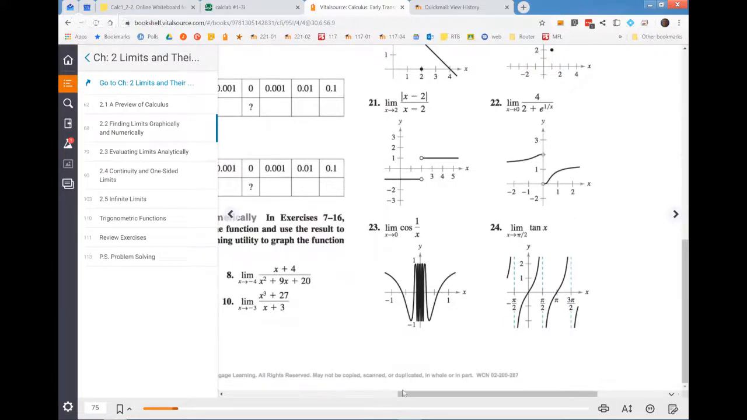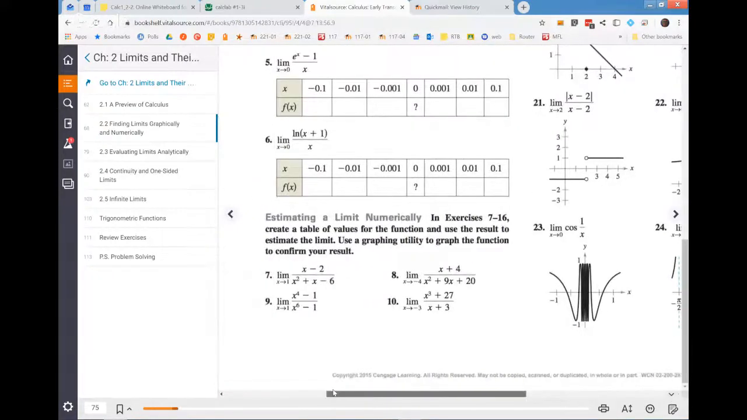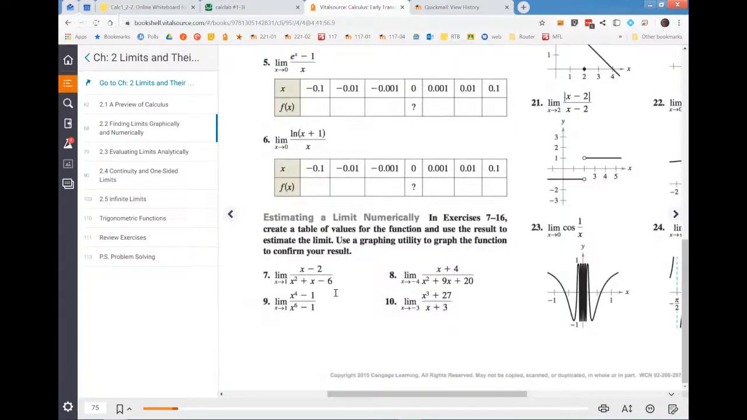I'm just going to look down here at number 8, estimating a limit numerically. So use a graphing utility to graph the function and confirm your result. So how about this one here? Let's do number 8. We have x plus 4 over x squared plus 9x plus 20. And we want to know the limit as x is approaching -4. Okay, so let's do the graph.